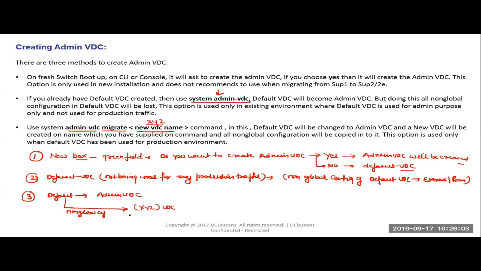So there are three different methods to create an admin VDC based on your choice of environment, right? So this is how you can create an admin VDC using three different methods: whether it is a greenfield, whether your default VDC is not being used for production traffic, or the third method, if you are using a default VDC for production traffic.